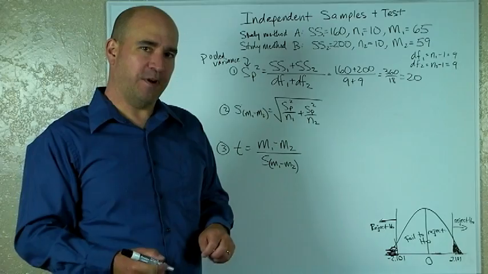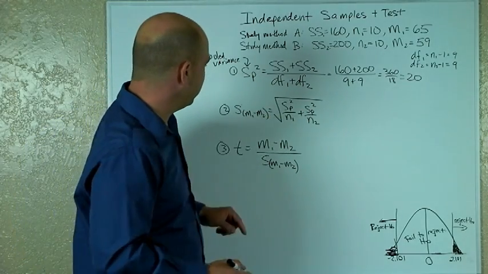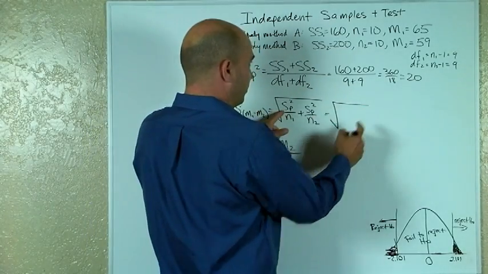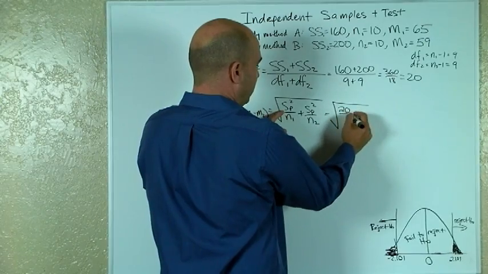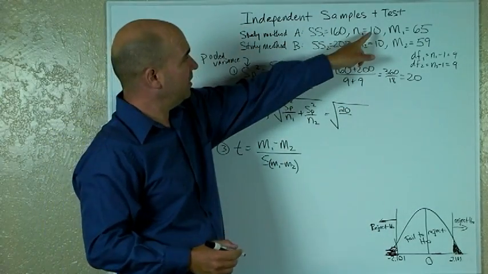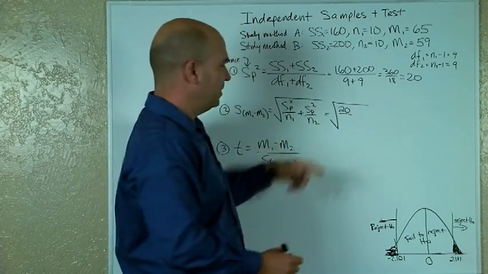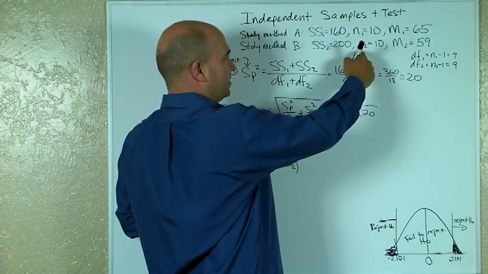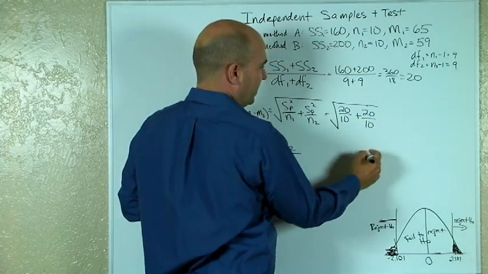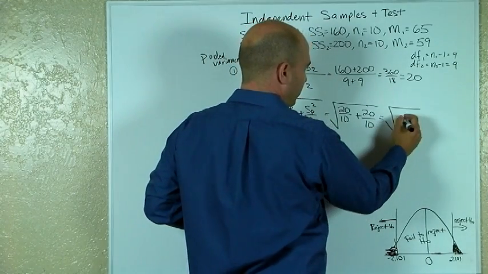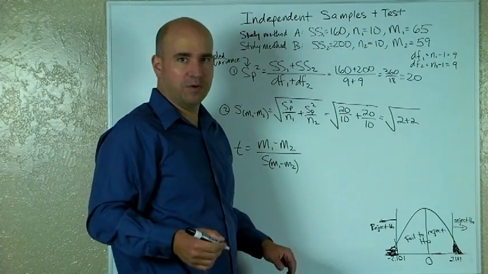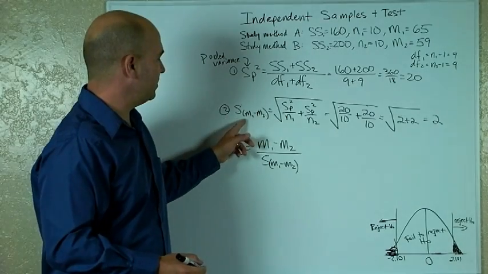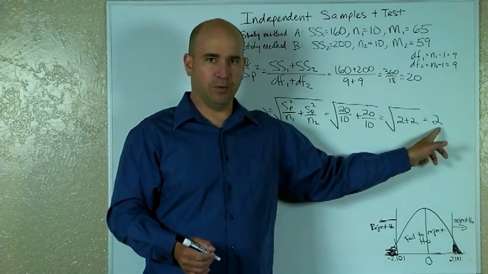Next we're going to use the pooled variance we just found and plug it into this formula here, the standard error of the difference between the two means. So here we have the pooled variance is 20, so 20 over n1. Now recall that n1 is the sample size for the first group, or 10. So we have 20 over 10, and then once again 20 over the sample size for group 2, which is also 10. That's equal to the square root of 2 plus 2, or the square root of 4, which is just equal to 2. Okay, so the standard error of the difference between the two means is equal to 2.